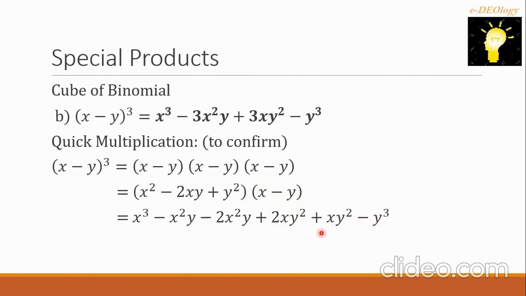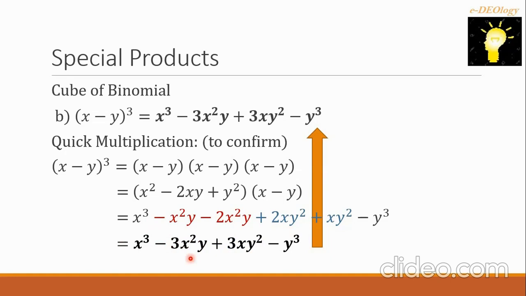Then let us collect like terms to be combined. You can see here, these two terms here are like. Also, these two terms are like that we can combine. So x cubed is copied. Then these two terms becomes negative 3x squared y. These two terms becomes 3xy squared. And then the negative y cubed is copied down here. So when we compare, the product here is the same with our special product written on top.